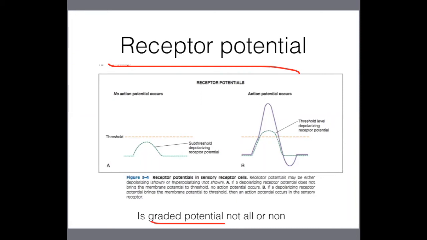So the more you induce it, the more action potential you create. That's why in senses, for example pain, you can feel how bad the pain is, right? You feel the light pain, the moderate pain, the severe pain, and so on, because the receptor potential is graded. Okay?